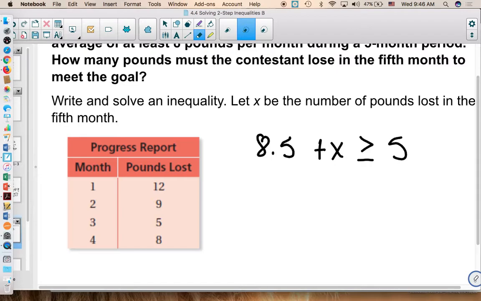But don't they want it to be a 2-step? Well, it really was. We just didn't write it that way. Because in order to make it that way, instead of using the 8.5, you would have put in parentheses all of the data there added together divided by the number 4.